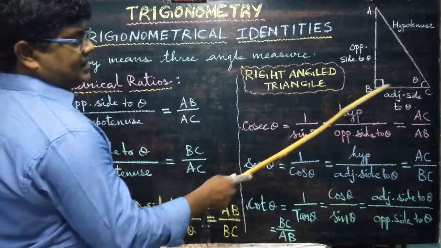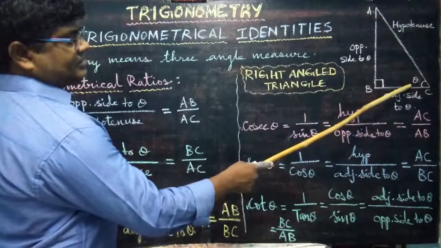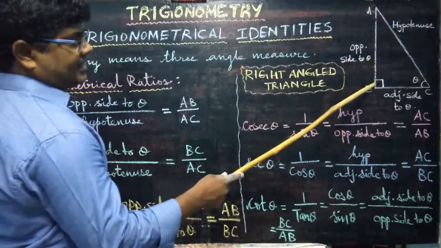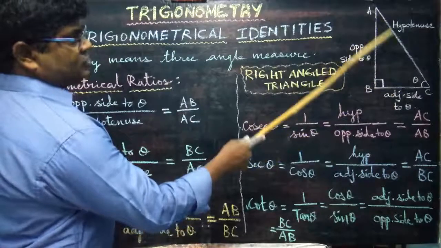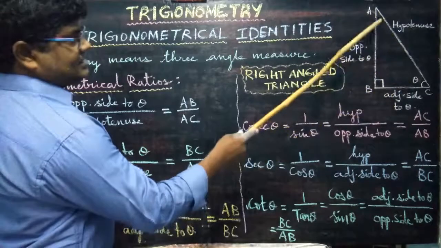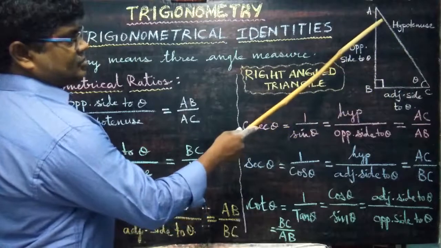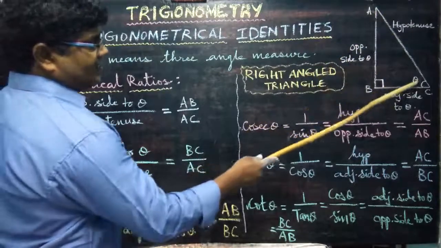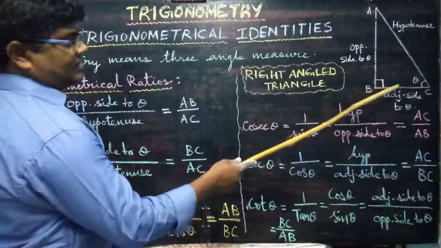One angle is 90, the other one will be theta. Theta means unknown. The third one will be 90 minus theta. Why? Because already here is 90, the sum of these two will be 90. If this is theta, this will be 90 minus theta. The sum of three angles in a triangle is 180 degrees. This all we have learned.